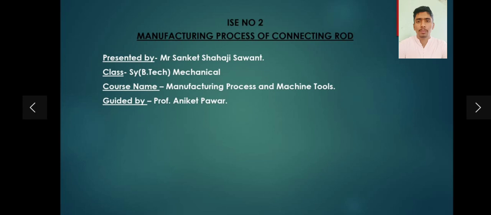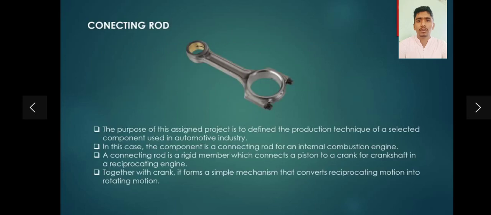I am here to give a presentation on the detailed manufacturing process of a connecting rod. Here is the introduction. The purpose of this assigned project is to define the production technique of selecting a component used in the automotive industry. In this case, the component is a connecting rod for an internal combustion engine. A connecting rod is a rigid member which connects a piston to a crank or crankshaft in a reciprocating engine. Together with the crank, it forms a simple mechanism that converts reciprocating motion into rotating motion.